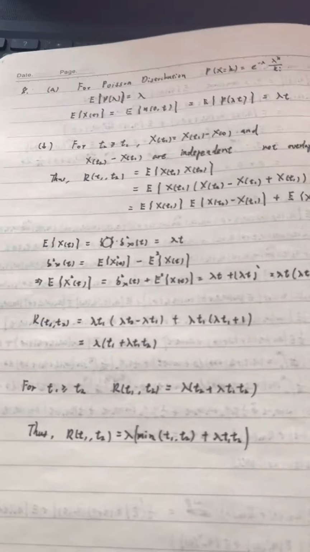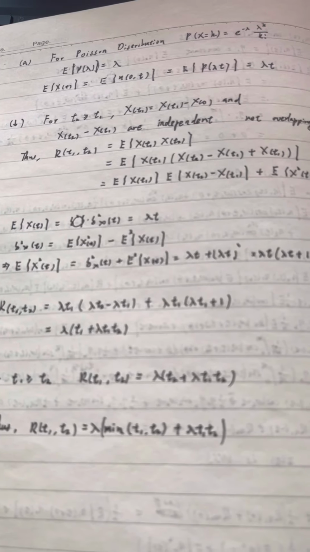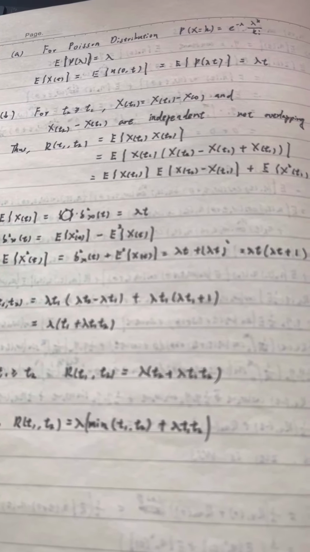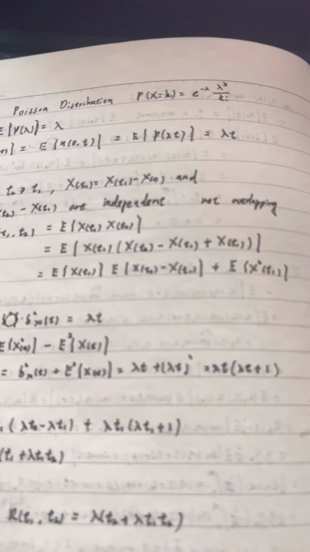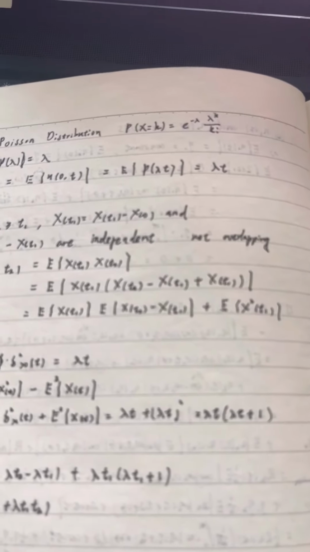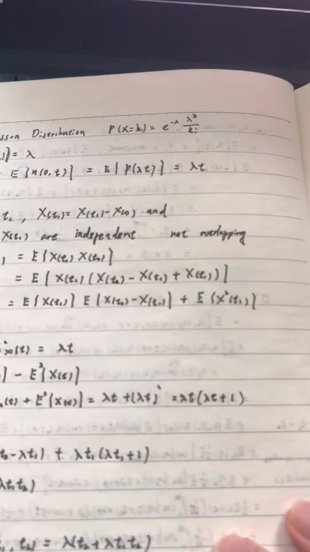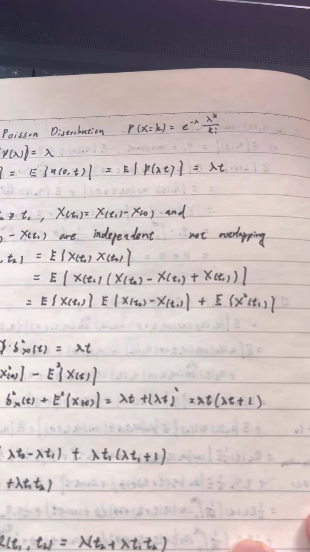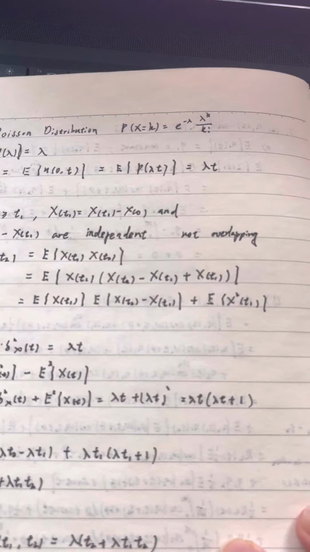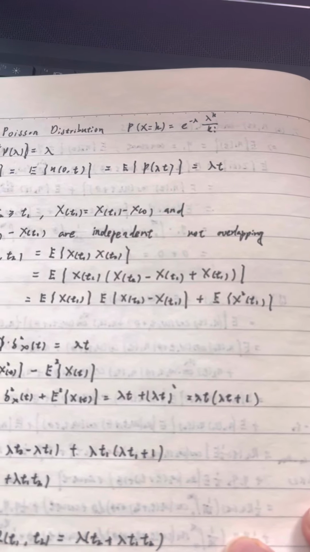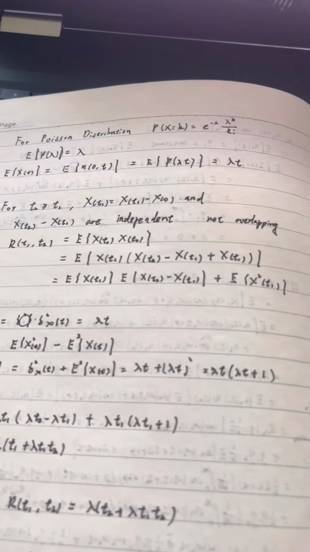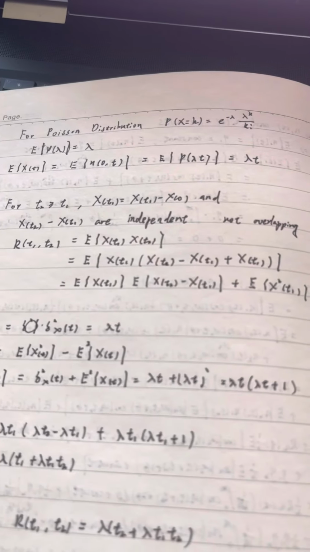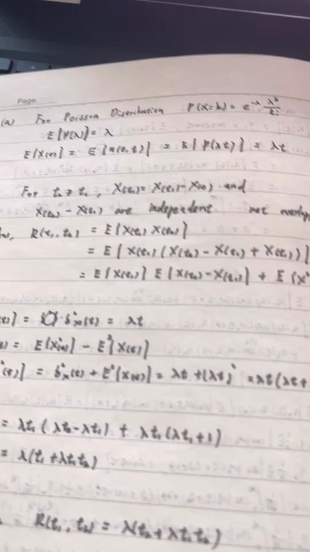For subproblem A, it asks us to find the expectation of X(t). We know that for a Poisson distribution, the probability of X equals k is e to the power of minus lambda, times lambda to the power of k, over k factorial. And the expectation of this Poisson distribution is lambda.